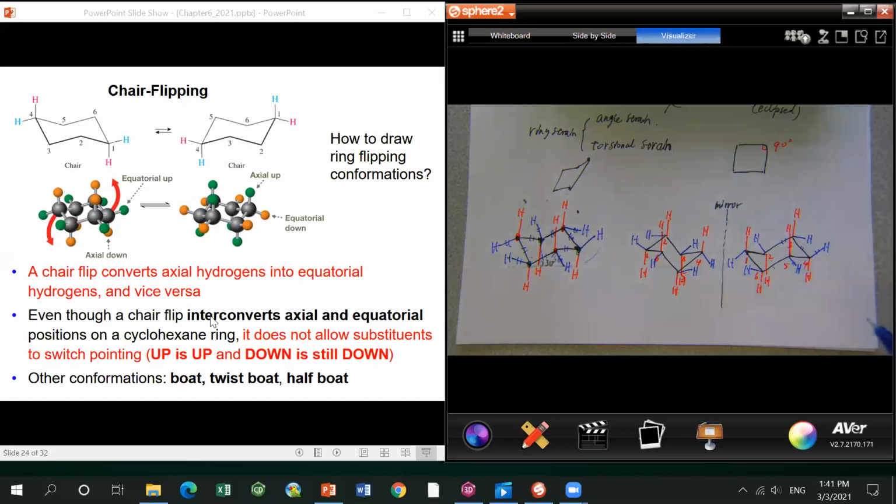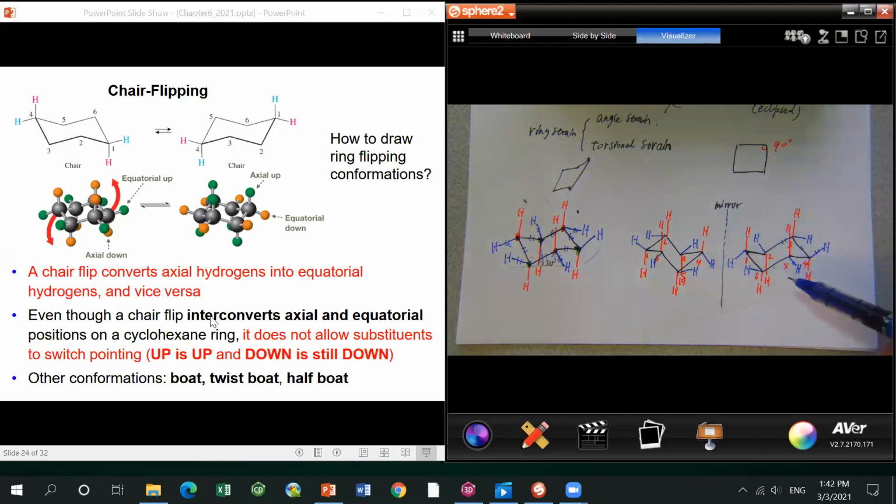So why do we care about this so much? Because these two structures look very similar. Later in this chapter we'll learn how to draw substituted cyclohexane. Substituted cyclohexane means one of the hydrogens, maybe two or three, will be replaced by a substituent group, and this substituent group can be equatorial or axial.